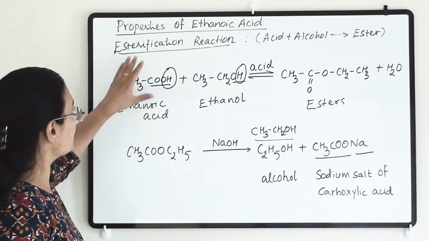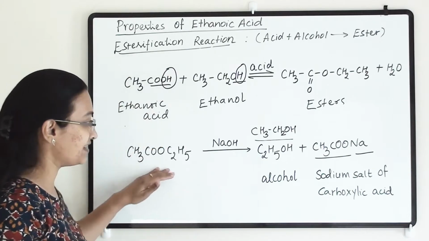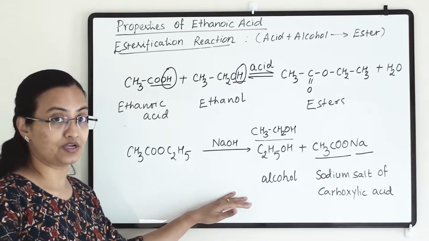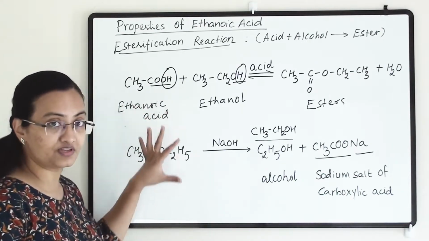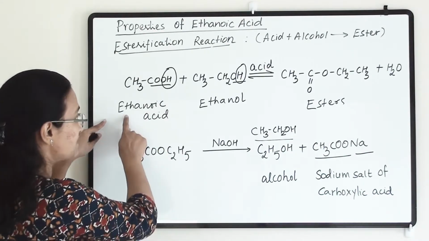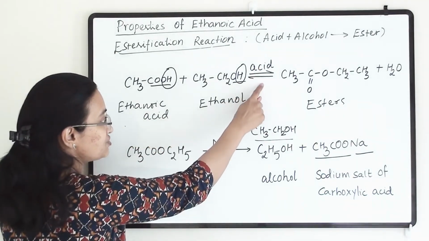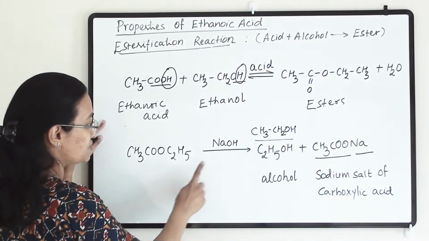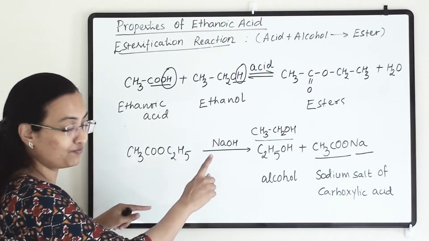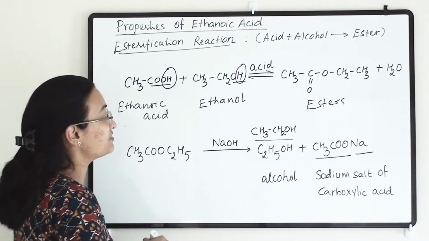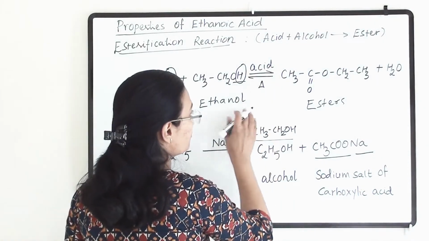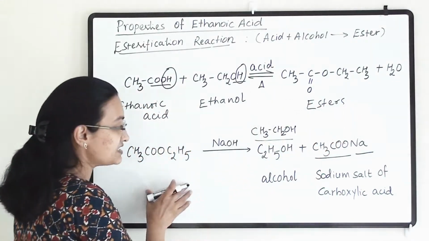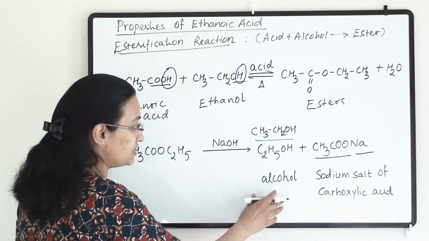The first reaction is esterification reaction and the second reaction is saponification reaction. Now let us see what is the difference between these two. The first reaction is happening in presence of acid, whereas saponification reaction is happening in presence of base. This reaction requires heat to proceed further. This reaction does not require any kind of heat.